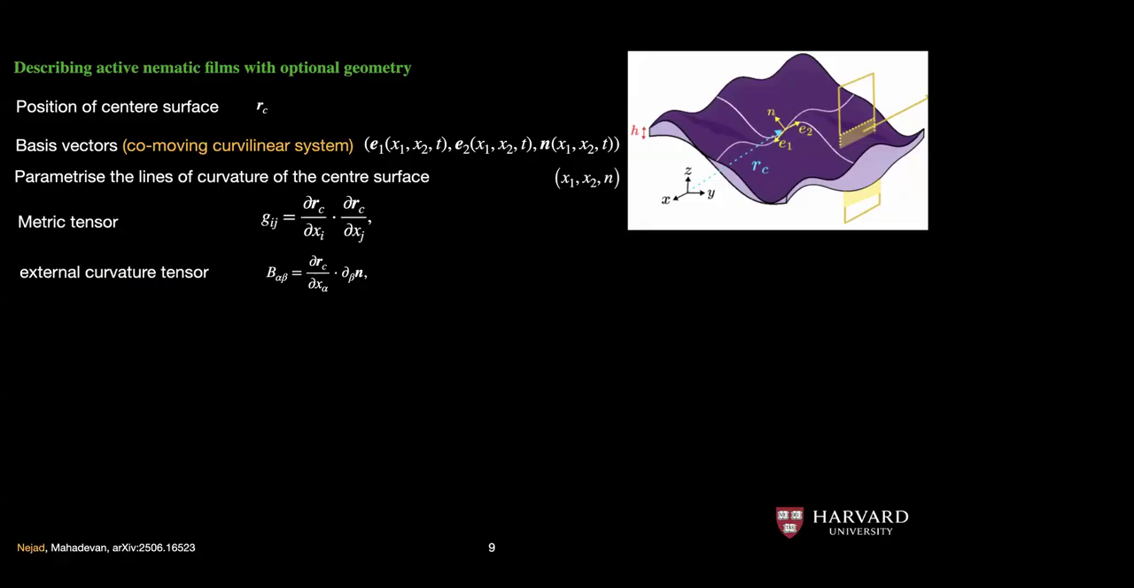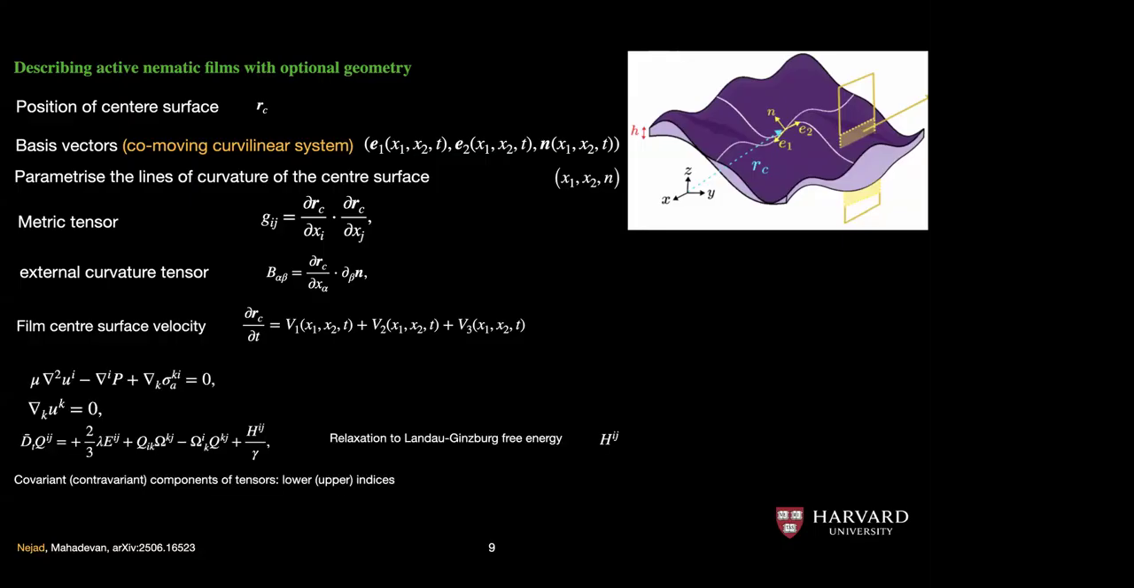And then having defined this coordinate system, we can easily find the metric tensor using the position of the center surface and also the external curvature. And we need this external curvature because we need to account for the embedding of the film in 3D, because we're interested in looking at how the external world could change the dynamics of the film. And then we can look at the deformation of the film by defining the dynamics of this center line.